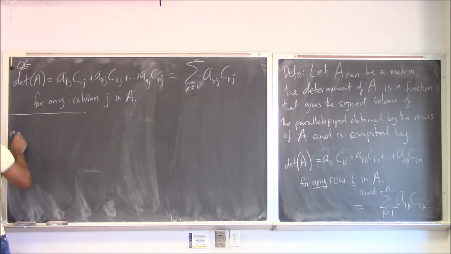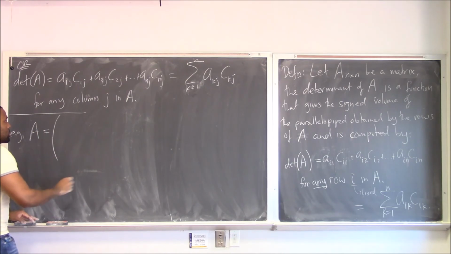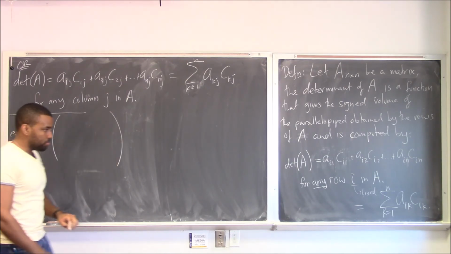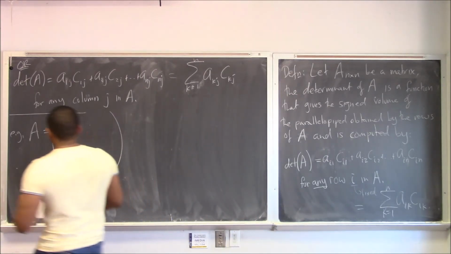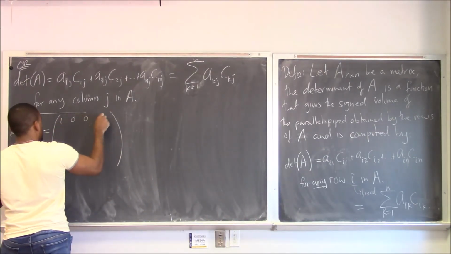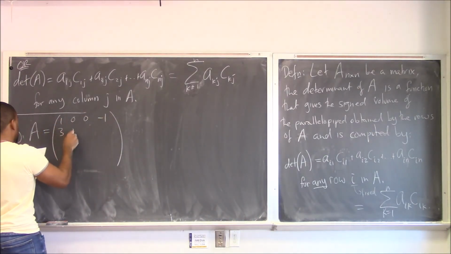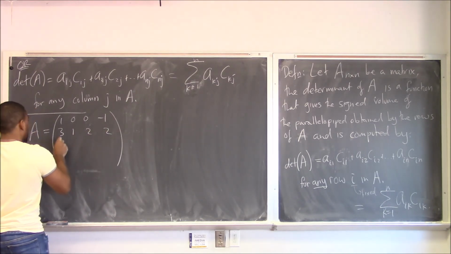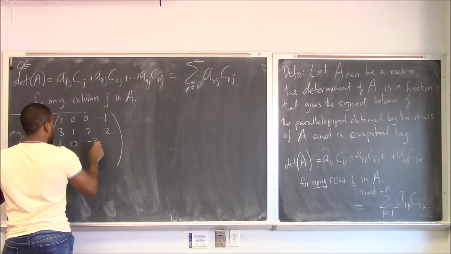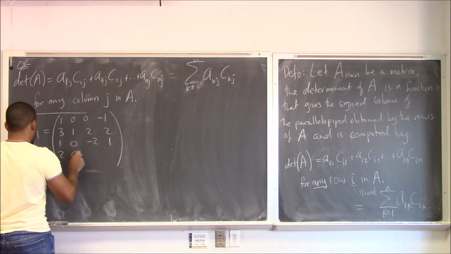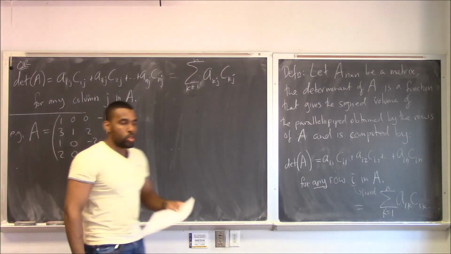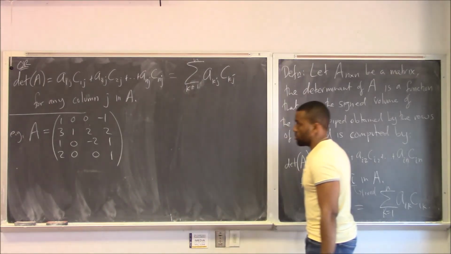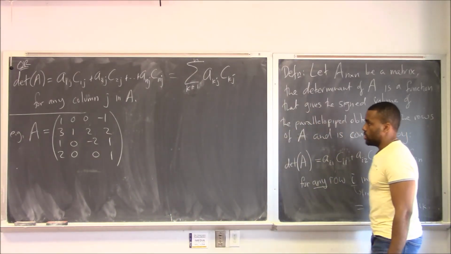But let's look at an example. We're going to find the determinant of this guy, and we'll end there. The rows are 1, 0, 0, minus 1; 3, 1, 2, 2; 1, 0, minus 2, 1; 2, 0, 0, 1. So this is a 4 by 4 matrix, and we're going to use this formula to find the determinant.